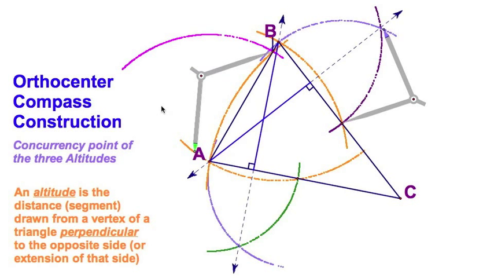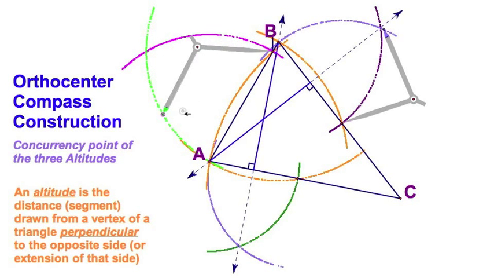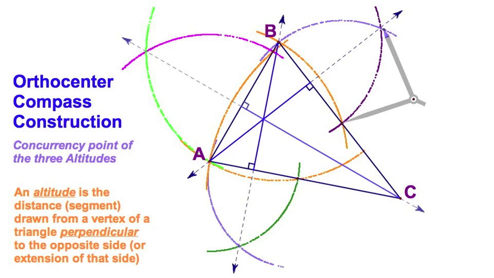I'm going to put the needle here and swing through the other point. And now look what you've got. Wow. You've got point C equidistant from AB, and you've got this intersection equidistant from AB. So all you've got to do is draw your remaining altitude.